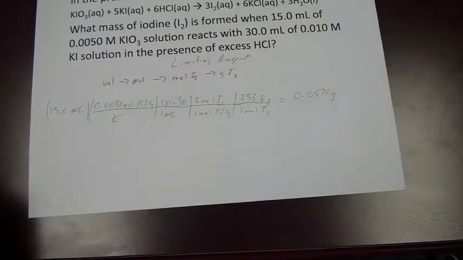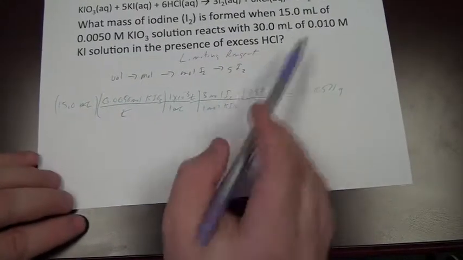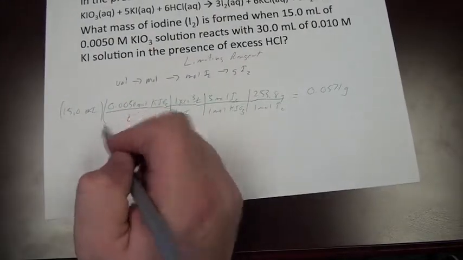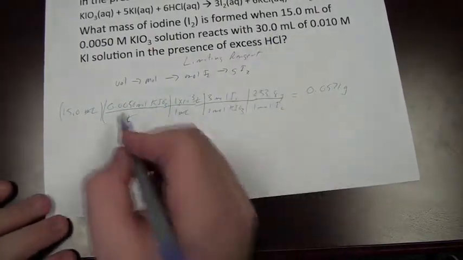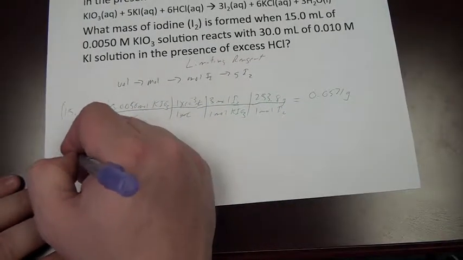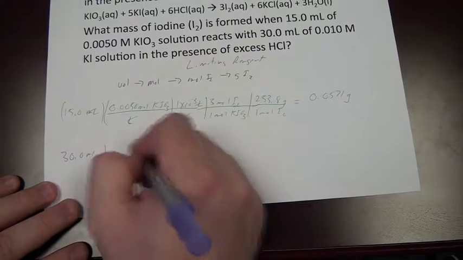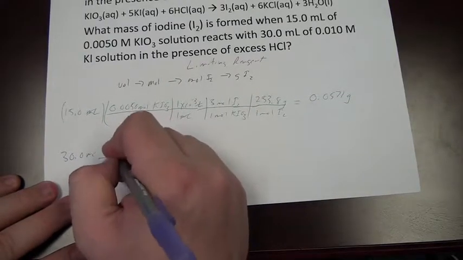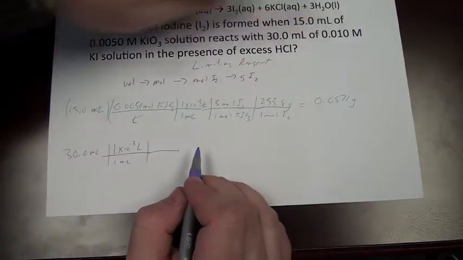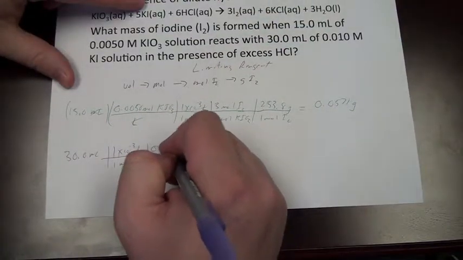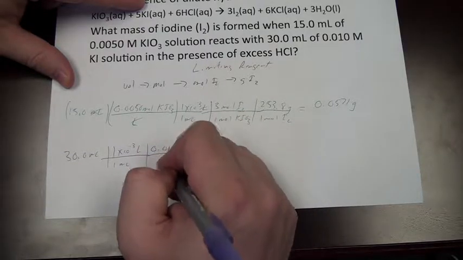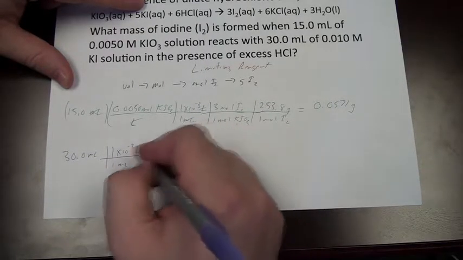But we have to do the same process for this other reactant as well. So we're going to do it the same. We'll probably do the conversion to liters first, and then multiply. So we have 30.0 milliliters. For every 1 milliliter, we get 1 times 10 to the negative 3 liters. Multiply now by this concentration. We get 0.010 moles of KI for every 1 liter of this solution.